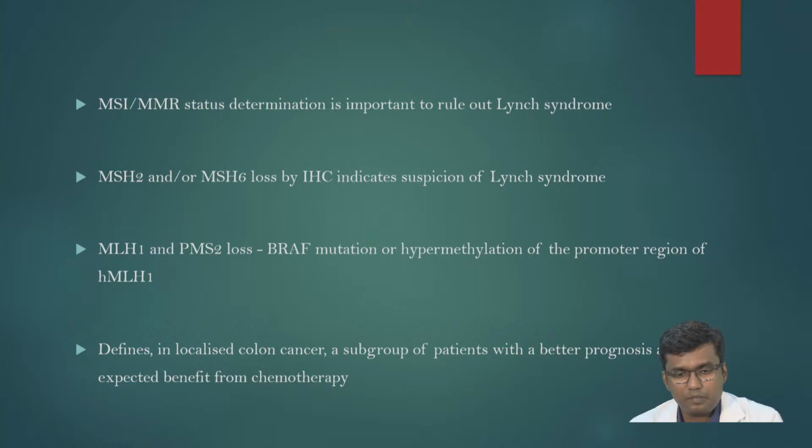If there is a loss of MSH2 and or MSH6, it indicates a suspicion of Lynch syndrome, which should be confirmed by germline mutation testing. If there is a loss of MLH1 and PMS2, then there should be further investigation for BRAF mutation or hypermethylation of the promoter region of MLH1. And if either of these aberrations is present, then it is most likely due to a somatic mutation rather than a germline mutation, thereby ruling out the diagnosis of Lynch syndrome. So MSI status identifies a subgroup of these patients with a better prognosis and less expected benefit from chemotherapy.